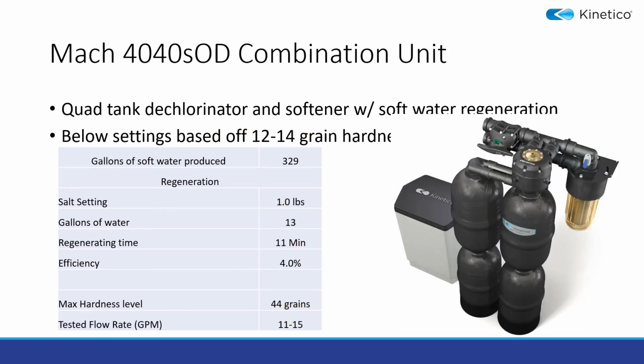The last model is the 4040 SOD combination unit. This is a high efficiency system that can only be used on city water applications. You'll notice the system has 4 tanks. The bottom 2 tanks is a dechlorinator and the top 2 tanks is a softener. You will notice the valve head is on the right, which means that it services water in an upflow motion. Raw water will enter the unit, go down the riser tube, work its way up through the carbon bed, and then work its way through the resin bed and then out into the home.